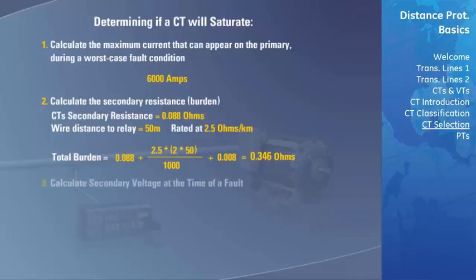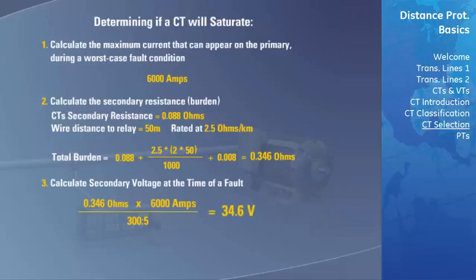Now the secondary voltage at the time of a worst-case fault can be calculated. First, the total burden resistance, 0.346 ohms, is multiplied by the maximum fault current, 6,000 amps. The result is then divided by the CT ratio, 300:5, concluding that the secondary voltage at the time of a worst-case fault is 34.6 volts.